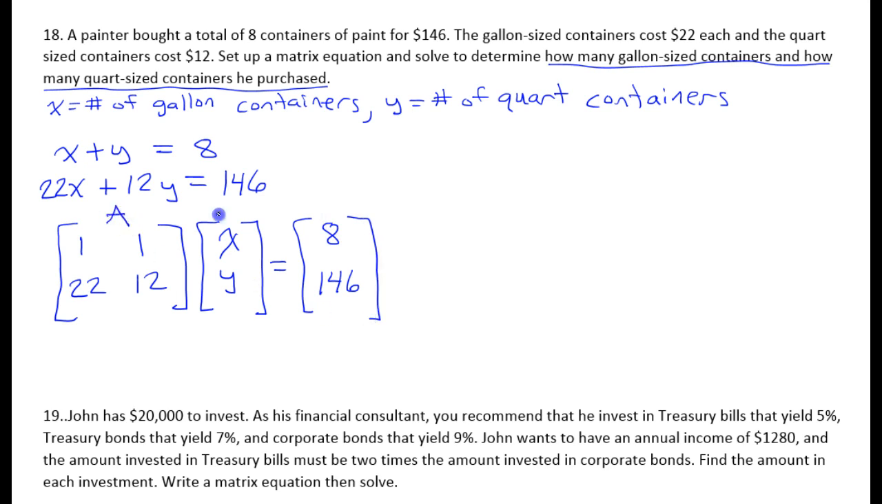Let's call this matrix A. We'll call this matrix V for variable matrix, and this will be matrix B. Now remember that matrix V should equal A inverse times matrix B. Alright, just like the last problem. So that's what we're going to use our calculator to find.